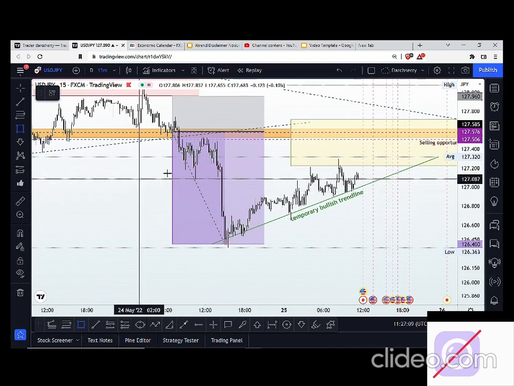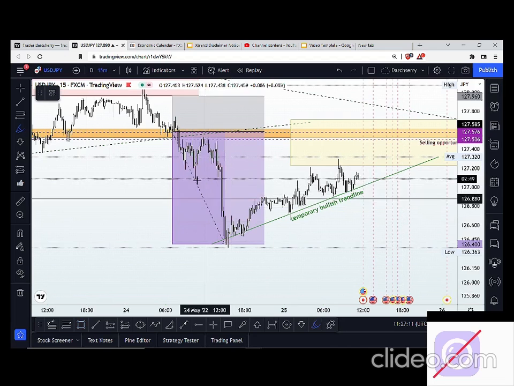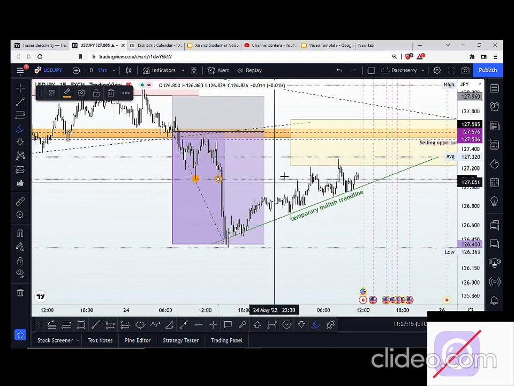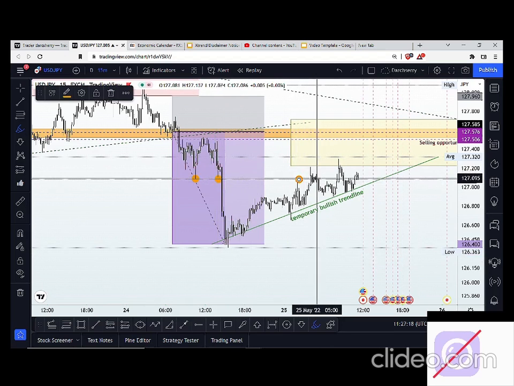So if we look left, we see that price rejected this area. One time was a support level, and this area too was a support level. Then we have a resistance level around here, resistance multiple times.